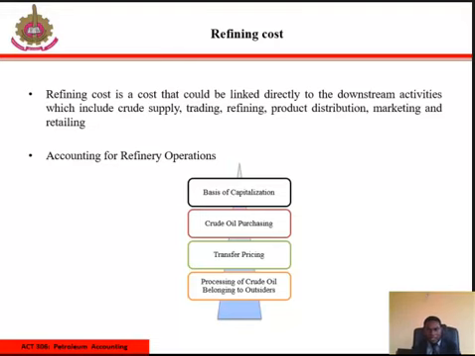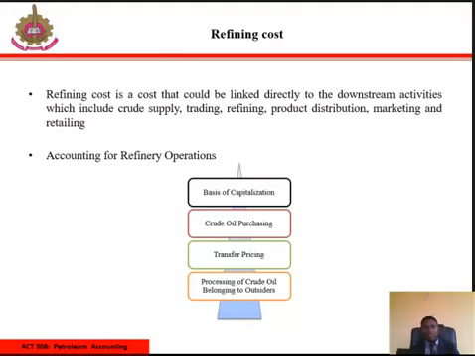we have processing of crude oil belonging to outsiders. Now, basis of capitalization. Any amount expended in order to improve the earning capacity of the refinery is capitalized, while any expenditure incurred in order to maintain the earning capacity of the business is charged to the operation of the particular period.